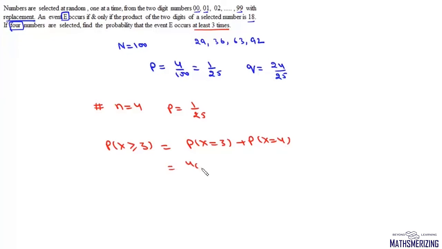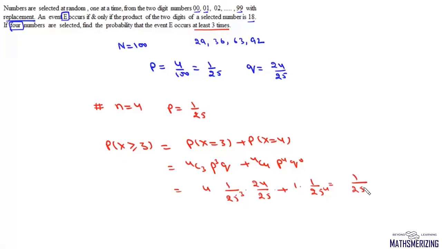Now this is 4C3 p cube into q, plus 4C4 p to the power 4 into q to the power 0. Now 4C3 is 4. Now p cube is 1 upon 25 cube, and q is 24 upon 25, plus, now this is 1 into, and this is 1 upon 25 to the power 4. Now we'll take 1 upon 25 to the power 4 common. So it will be 4 into 24 plus 1, which is 97 upon 25 to the power 4.